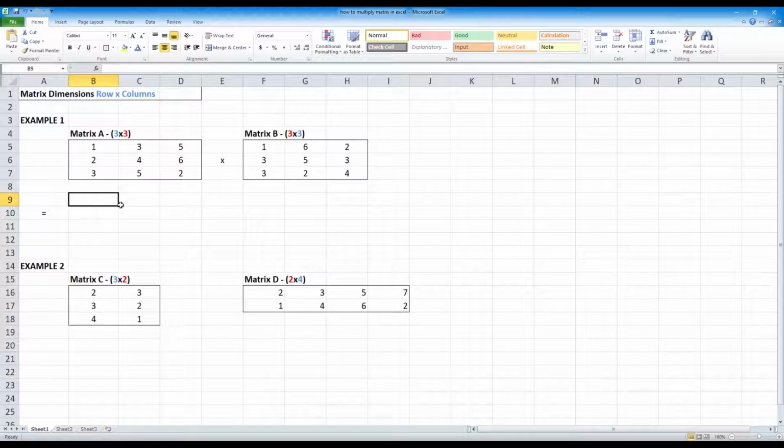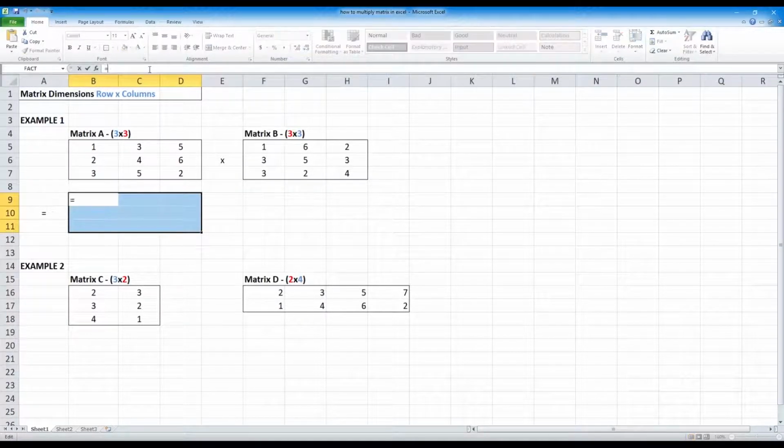So how you multiply them together is, since you know the final dimensions is a 3x3, you highlight a 3x3 section and you type in equals MMULT, which stands for matrix multiplication, and you open the bracket, and where it says array 1, you highlight matrix 1, then you put a comma as shown in the formatting.